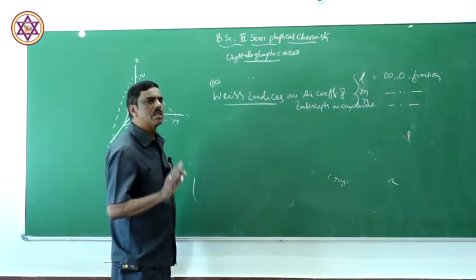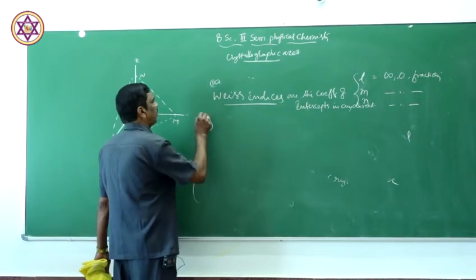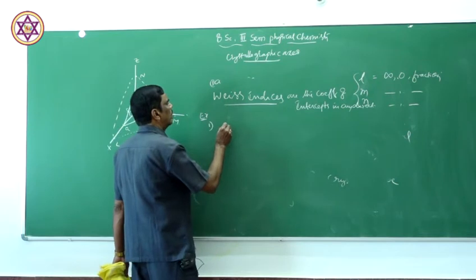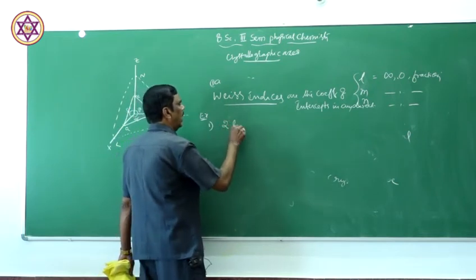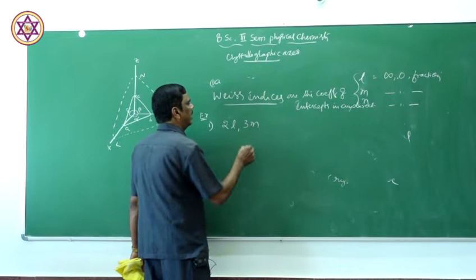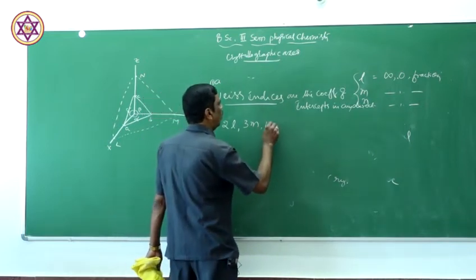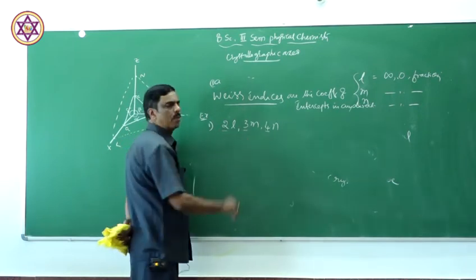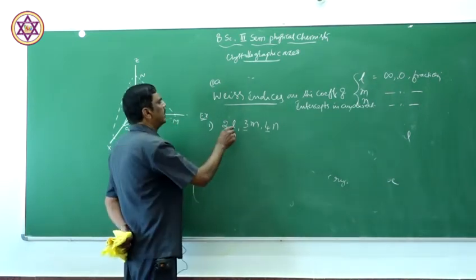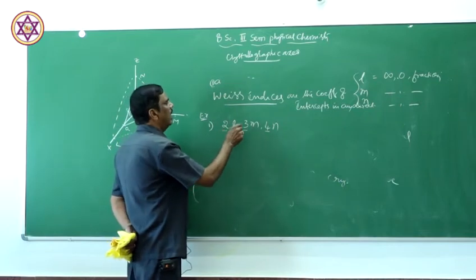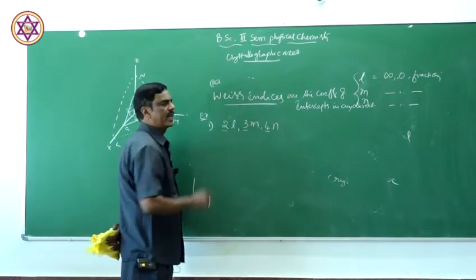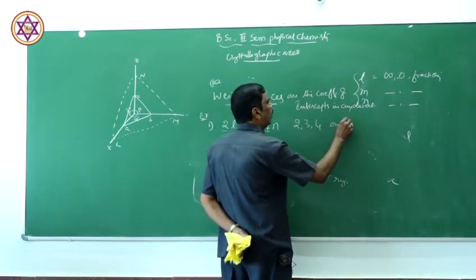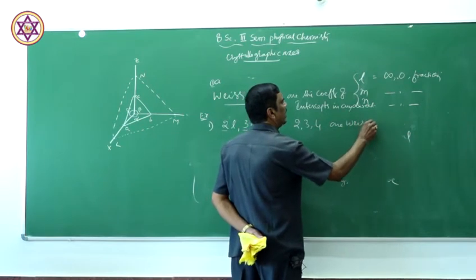I will tell you some phases. For example, a phase has intercepts 2a, 3b and 4c. So, these coefficients 2, 3 and 4 are the coefficients of the intercepts in the direction L, M, N or X, Y, Z direction. Therefore, these 2, 3, 4 are Weiss indices.